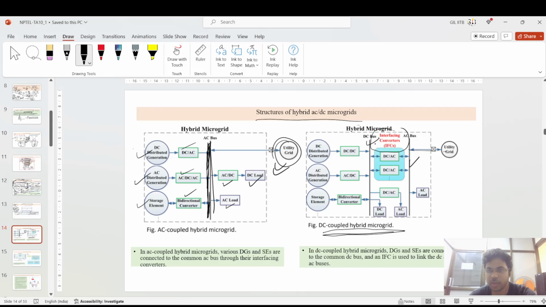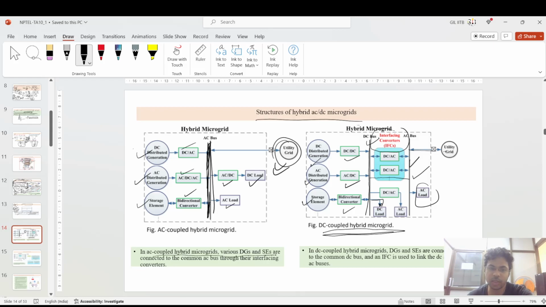So if you see, this is the AC bus bar which is connecting to the utility grid, and you have a DC bus bar which is connecting with the DC generation system, AC distributed generation system, and the storage system, which is connected through the AC-DC converter and the bidirectional converters. And you can also connect this DC load directly to this DC bus, but for converting to the AC load, you have to convert from DC to AC through the interfacing converters, then you can inject the power to the AC bus bar.